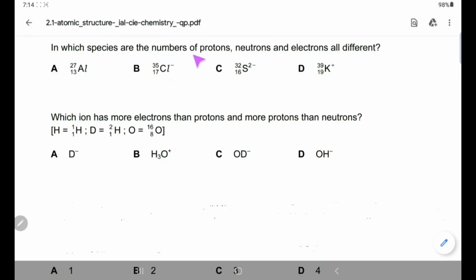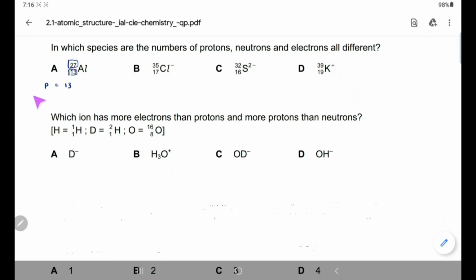In which species are the numbers of protons, neutrons, and electrons different? Okay, we have to find all the electrons, protons, and neutrons in each of these options, and then we will decide. Starting from aluminium, that is choice A. Look at this. The subscript written is the atomic number and the superscript written is its mass number. So this atomic number shows protons. So protons equal 13 in aluminium.